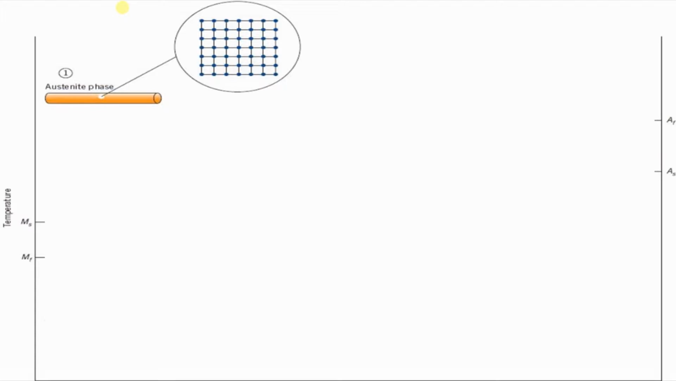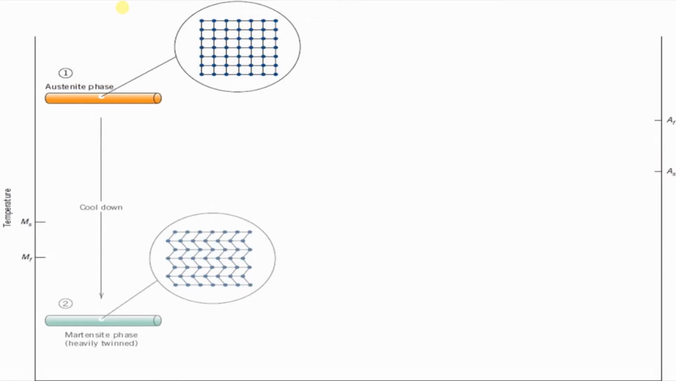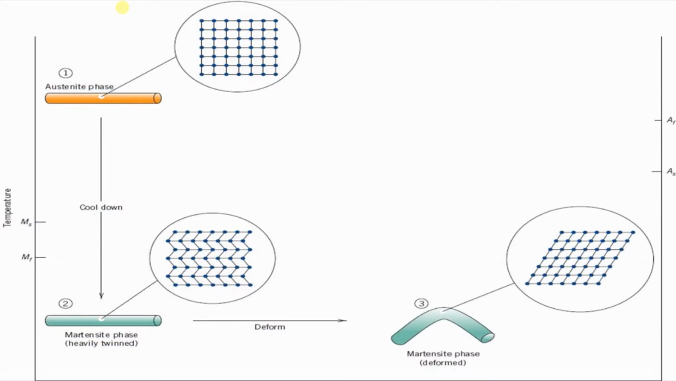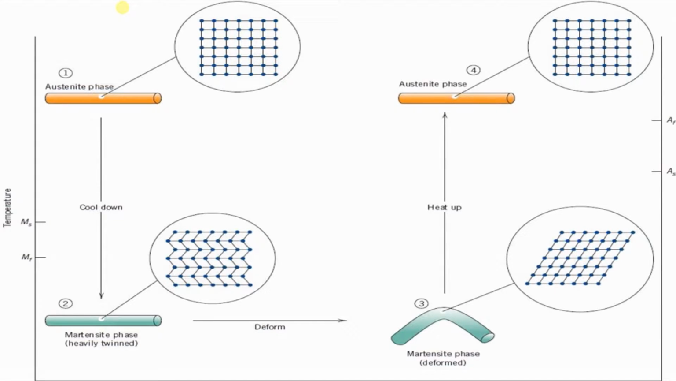Once it is in its austenite phase, it can be cooled down into its martensite phase where it can be deformed easily. When the stress is removed, the deformed shape is retained at this temperature. And applying the shape memory effect by heating the material again above its transformation temperature, the material will return back into its original shape.